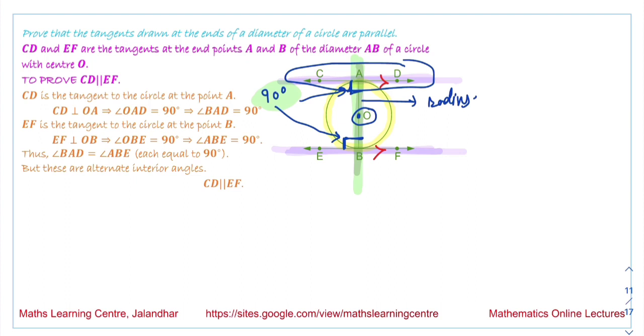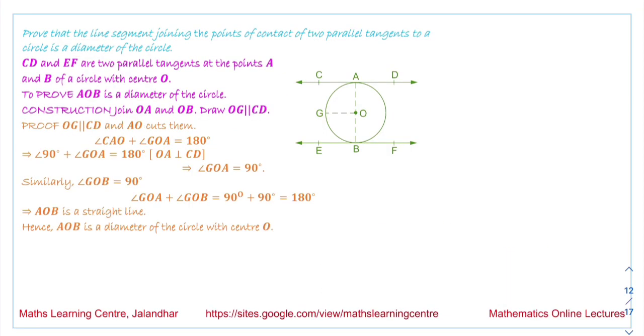We are saying these angles over here are of measure 90 degree, so these two lines are parallel to each other. And this is what we have to prove, that the tangents drawn at the end of a diameter of a circle are parallel. Now next is prove that the line segment joining the points of contact of two parallel tangents to a circle is the diameter of the circle.